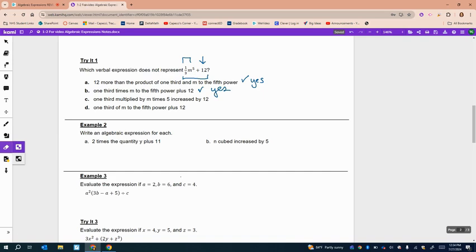Okay, let's look at letter C. This time, this one says 1/3 multiplied by m times 5. Is that what that says? 1/3 multiplied by m times 5. That does not. We're not multiplying m by 5 or raising m to the fifth power. So that's a no. And let's look at our last one. It says 1/3 of m to the fifth power. 1/3 of means times m to the fifth power plus 12. That one looks okay. So that's yes.